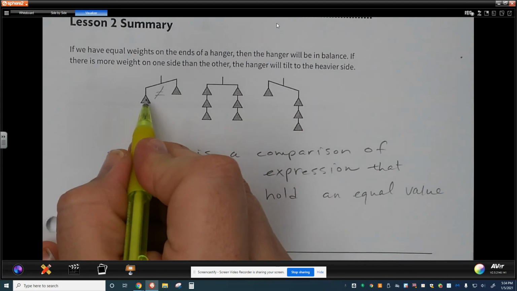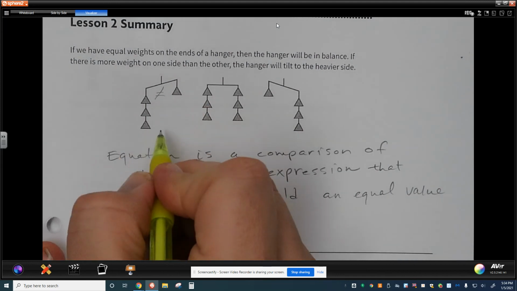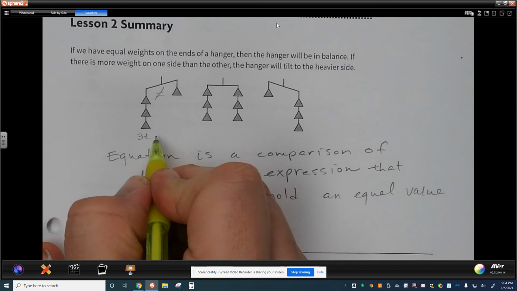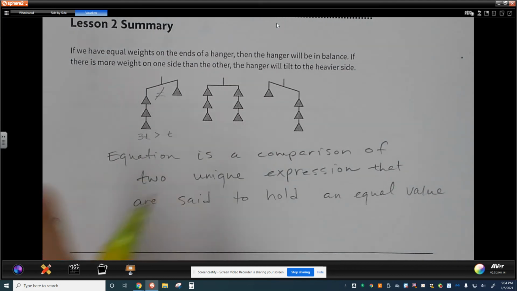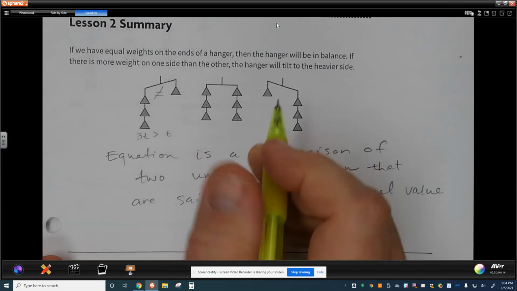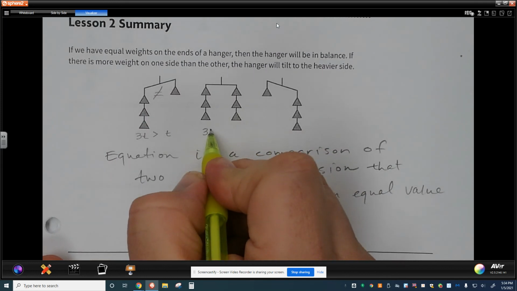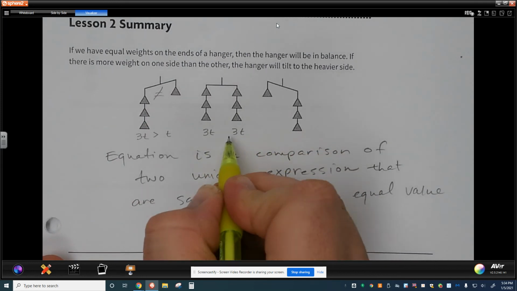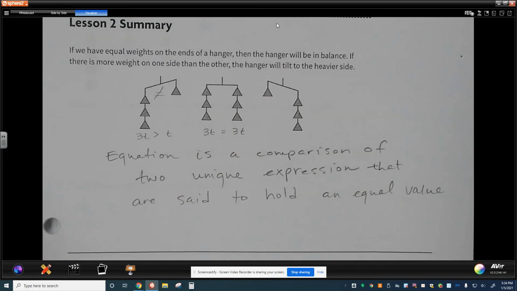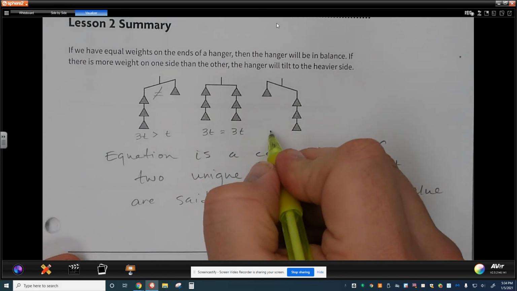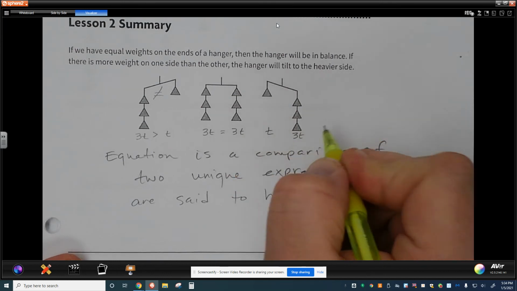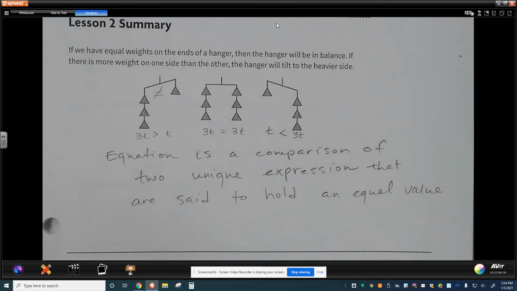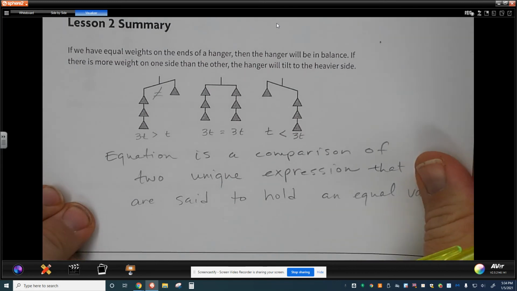What we recognize is if these triangles are all right here, we would see that 3t is greater than 1t, simply because it's heavier on this side. If we look at these triangles, we have 3t here and 3t here, which tells me those expressions have the exact same values. On this one, we have 1t right here, and then we have 3t over here. Clearly, this side has more weight, so we can see that that's the heavier side.